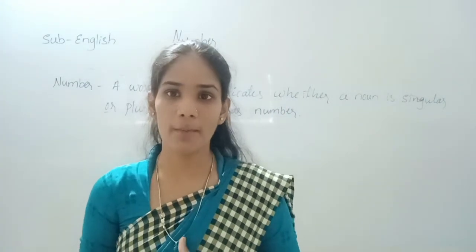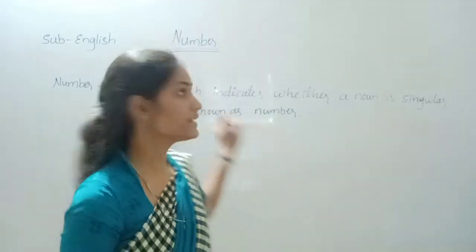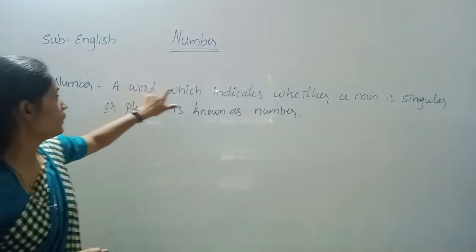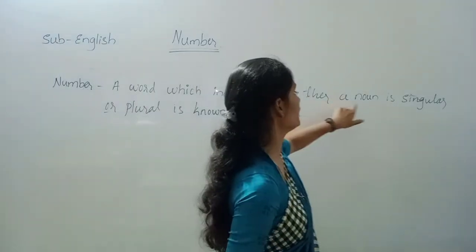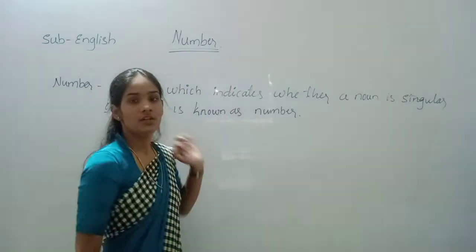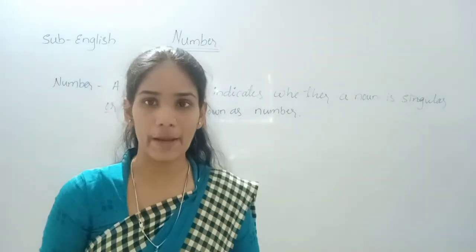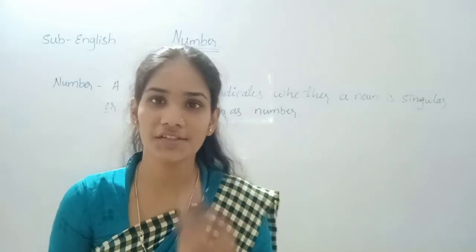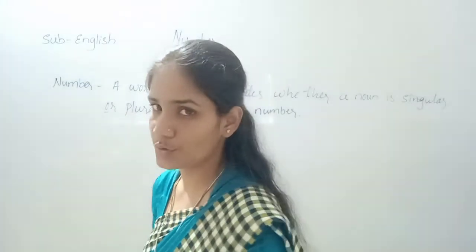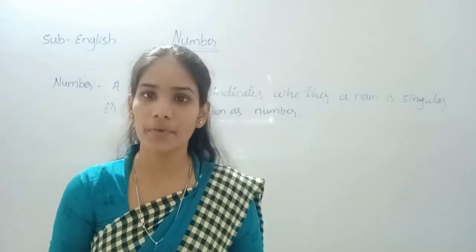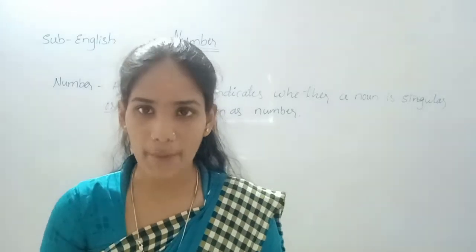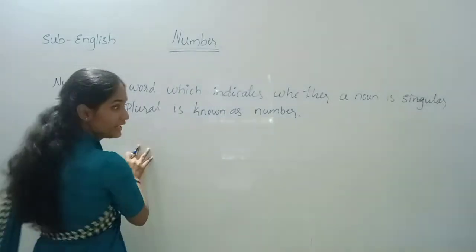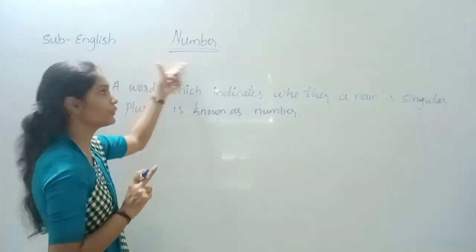Students, one more time I will repeat it. What is number? Number is a word in grammar. Number is a word which indicates whether a noun is singular or plural. That is known as a number. In number we can see two kinds. How many kinds are there? Two kinds. Which are those? The first one is singular number and the second one is plural number. These are the kinds of number.